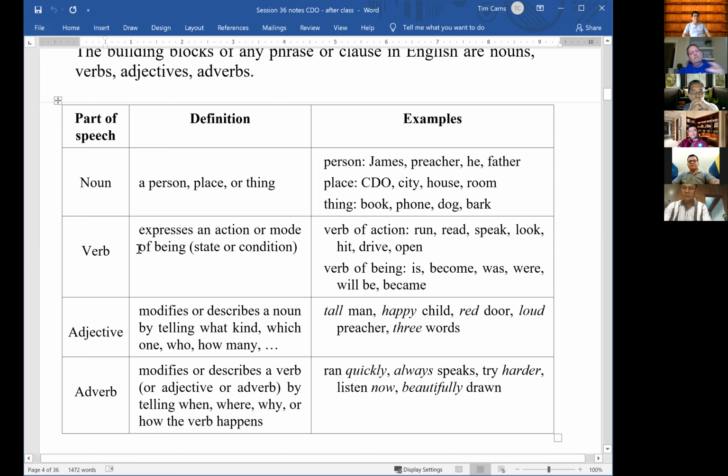Now, the adjective and adverb are those words that, adjectives, right, modify or describe a noun. So they're connected to a noun.